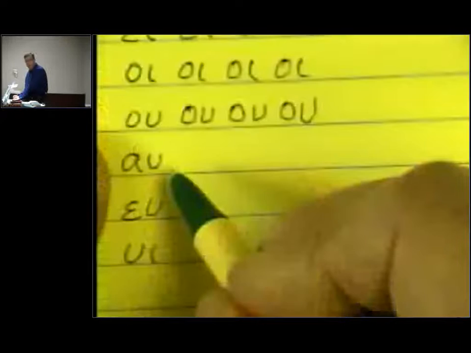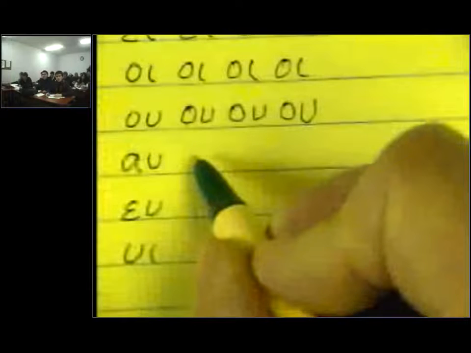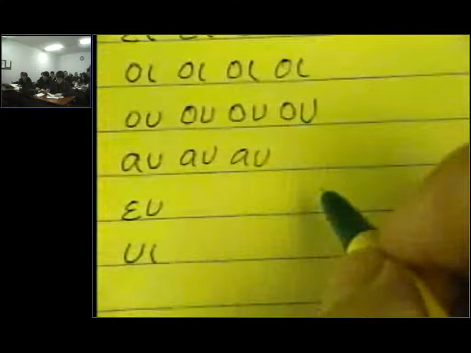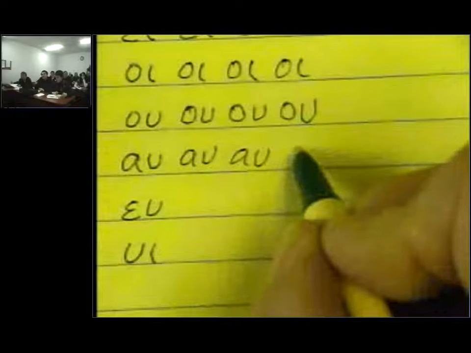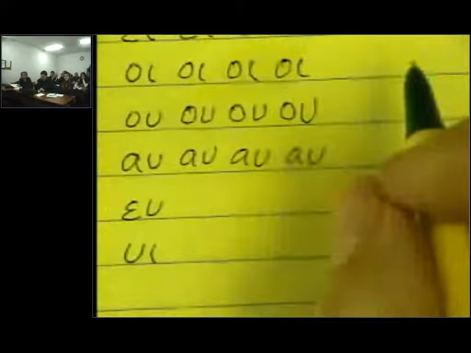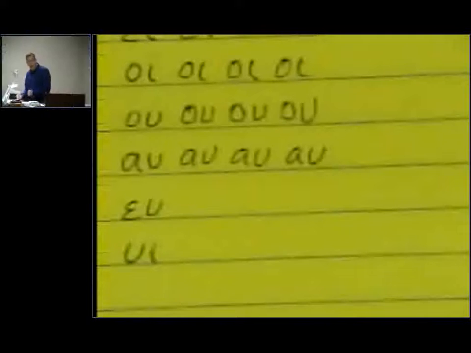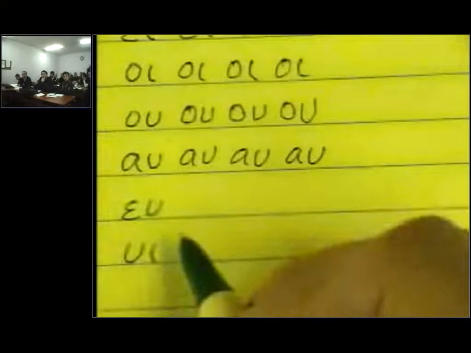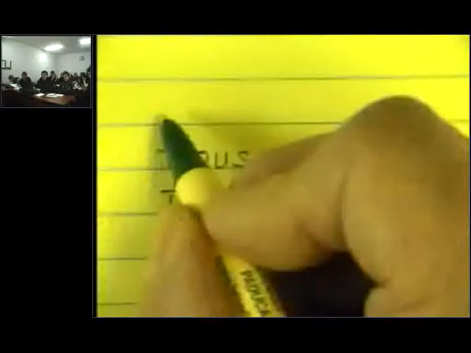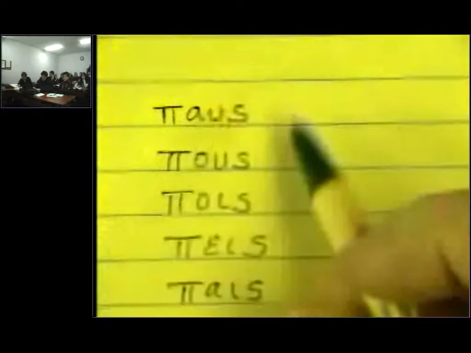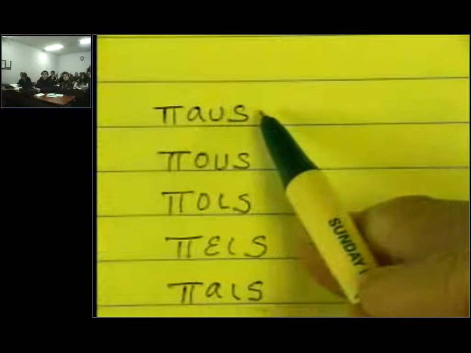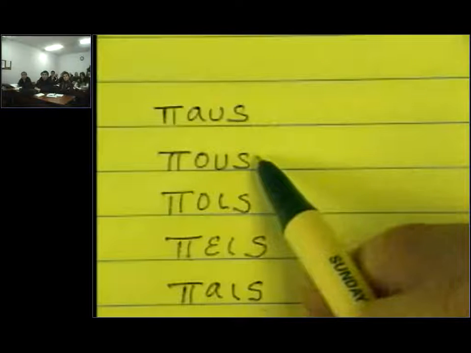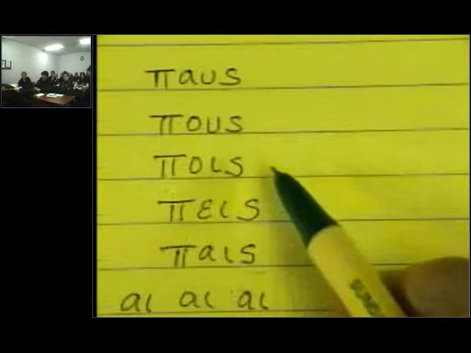Okay. Now, when you have alpha and upsilon together, ow. When we get hurt in America, we say, ow. When I hit my hand with the hammer, I say, ow.